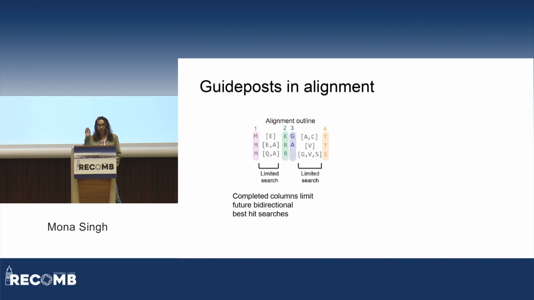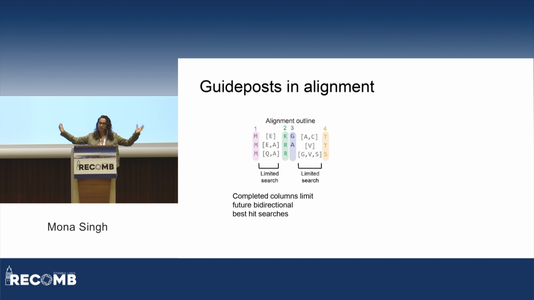Okay, so now we have our clusters. We have an ordering across the clusters. And now we can start building our alignment. For each cluster, we just lay out the amino acids that were found in that, and that sets up columns in the alignment that we're building. In this example, we have 4 columns that we call guideposts in our multiple sequence alignment. Now these guideposts actually limit where we look in the future for these bidirectional best hits.